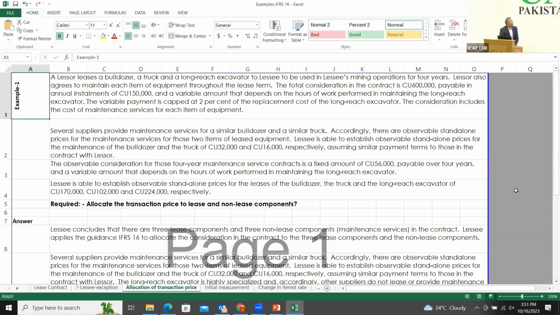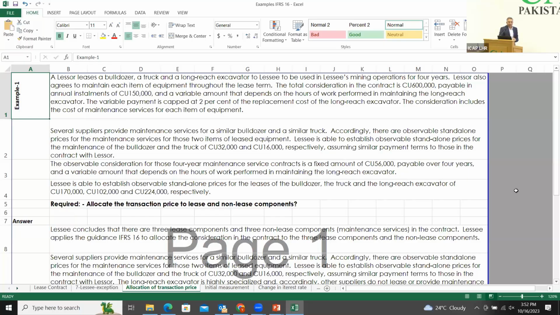I think you have gone through IFRS 15 in the last week. The method is the same, that you will be allocating the lease payments according to the relevant standalone selling prices of different components. It means that if there is a lease component and there is a non-lease component, the allocation of the lease payment will be according to the standalone selling prices.